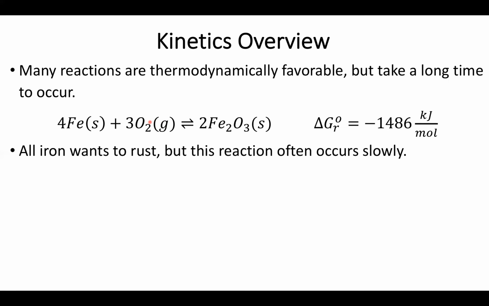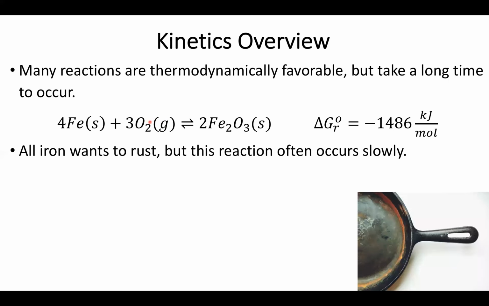But it's not exactly like this reaction spontaneously happens overnight. It often occurs fairly slowly. So if I go ahead and take my cast iron pan, which is just straight iron, you'll note that we don't always have this even distribution of rust. It happens in patches and at different rates, which is a major feature here.